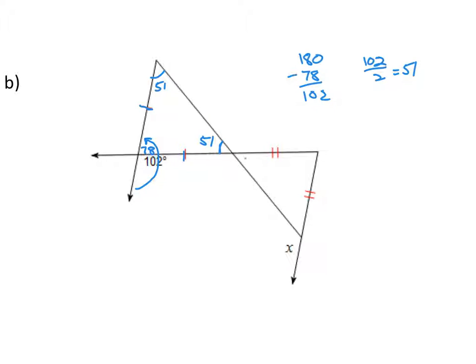Then we have vertical angles, so that's equal to 51. Both of these base angles are the same, so this angle has to be 51. And we have a linear pair to complete this angle. So x is going to equal 180, take away 51, which is going to be 129. So x equals 129.